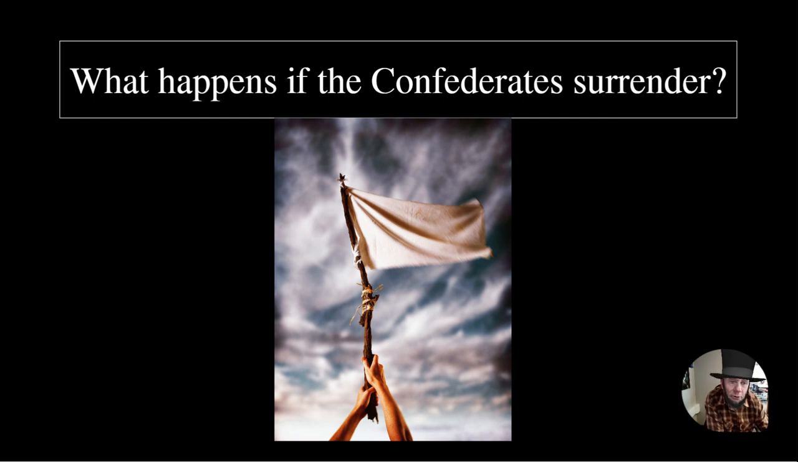4 years, 620,000 people died, and we're right back where we were with the slavery issue before all of this? So it gets very, very important for Lincoln and the Union to pass the 13th Amendment before the end of the Civil War so that this war will keep the Union together and also end the horrible institution of slavery.